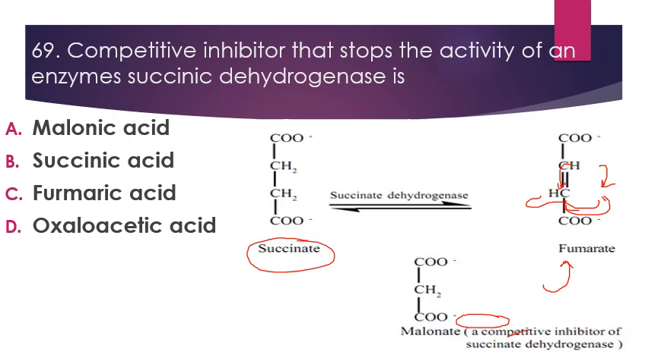So this is succinate, and normally this enzyme, succinate dehydrogenase, acts on this substrate, succinate, and converts it into fumarate. But when this malonate is present, it can occupy the active sites of this enzyme and this reaction is unable to complete or succeed. So a competitive inhibitor of succinate dehydrogenase is malonate.